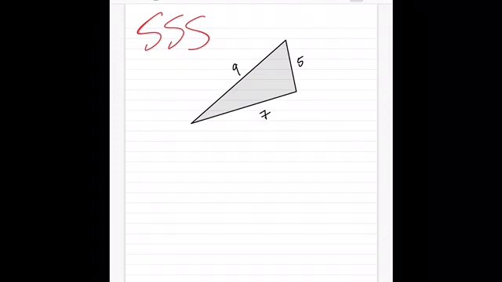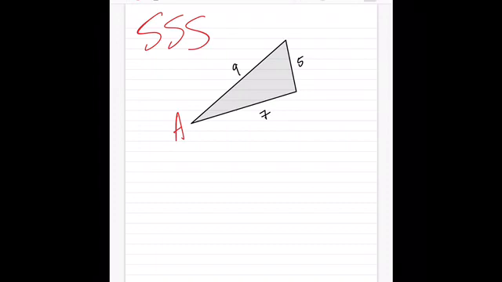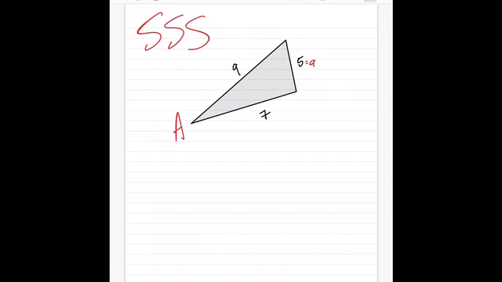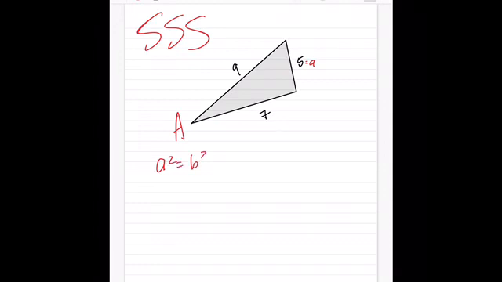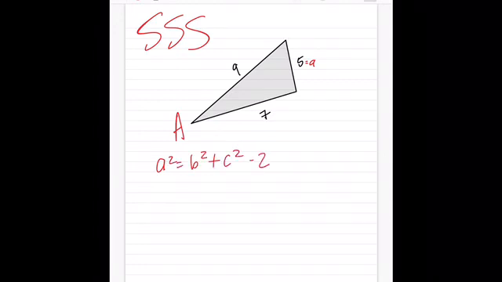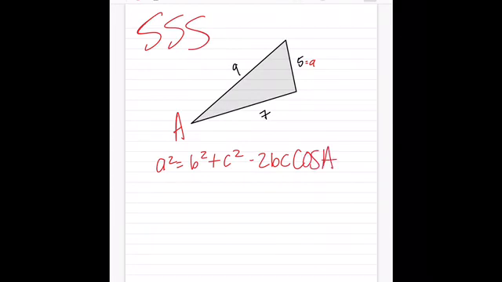Let's call this A. So this means this is side A. Good enough for me. As long as they're opposite of each other, I don't care. You do what you want. Okay, A squared is equal to B squared plus C squared minus 2BC cosine of A.